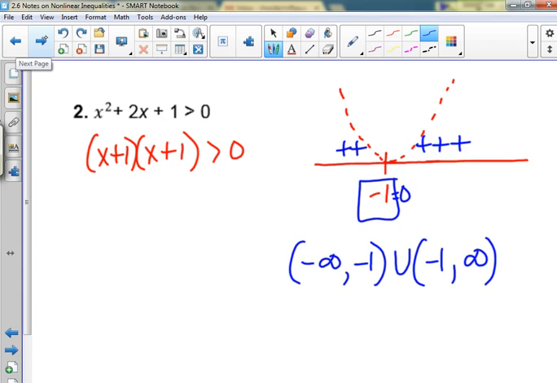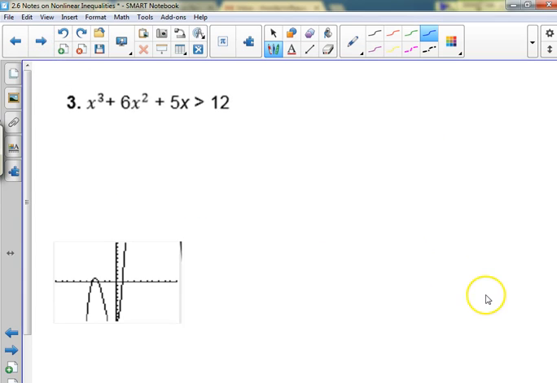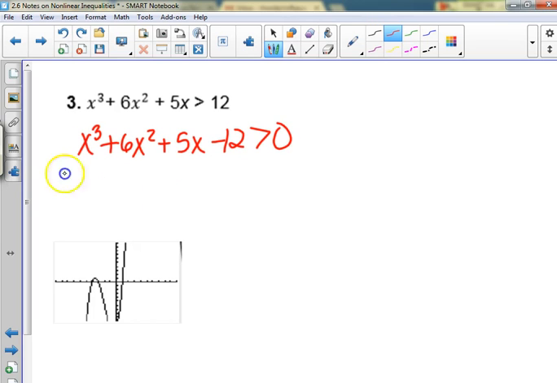All right. This is the graph. I moved it over. X cubed plus 6x squared plus 5x minus 12 is greater than 0. Can you guys type that in and graph it? I just did it so that I didn't have to take time. I want you to get used to a sign chart because it's going to make a difference tomorrow.